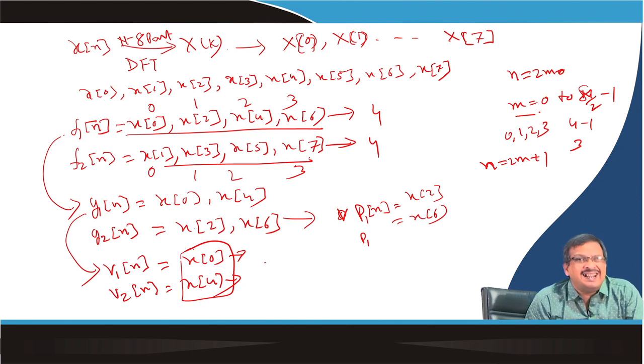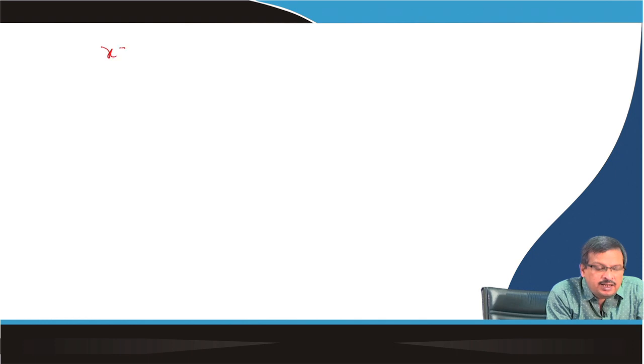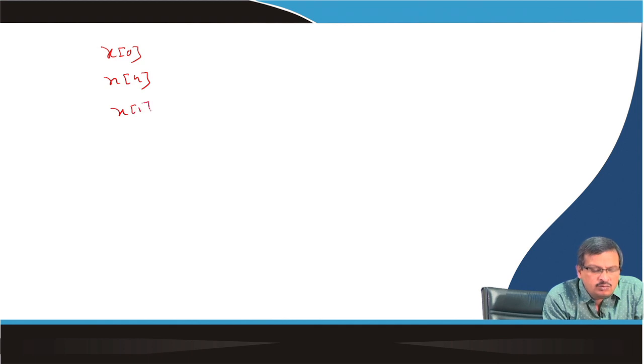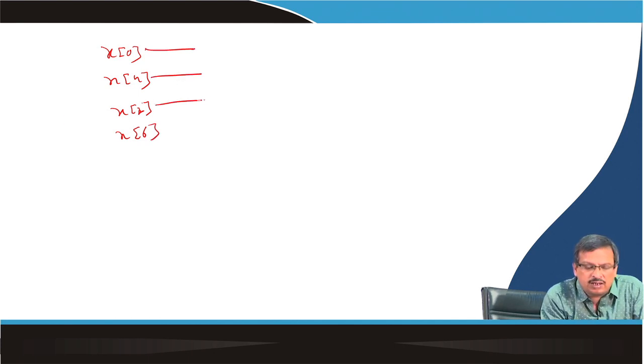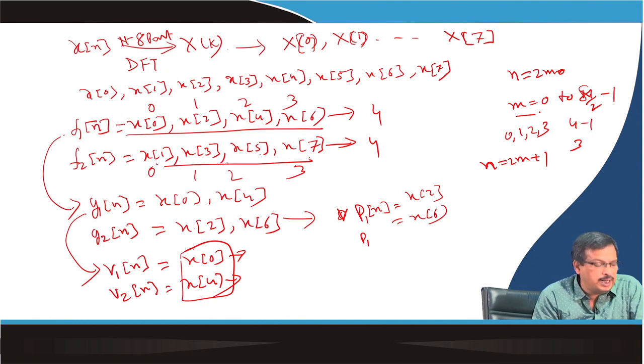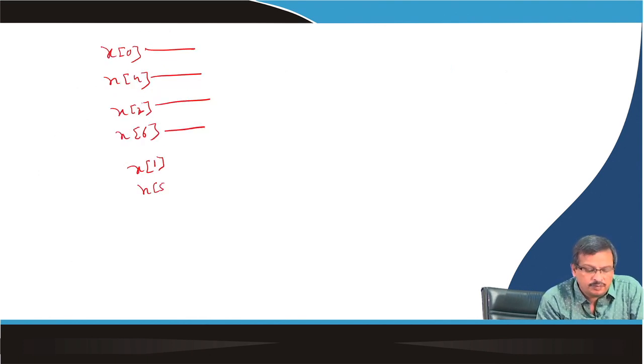So, when I have n equal to 8, x0 to x7, the sequence is clubbed like this: x0 with x4, then x2 with x6. So, this is the even sequence, this is the odd sequence, even sequence, odd sequence. Then x of 1 will be clubbed with x of 5. Then x of 3 will be clubbed with x of 7.